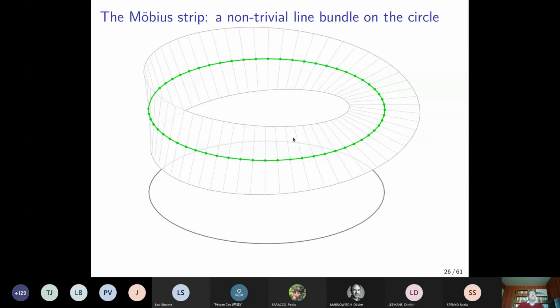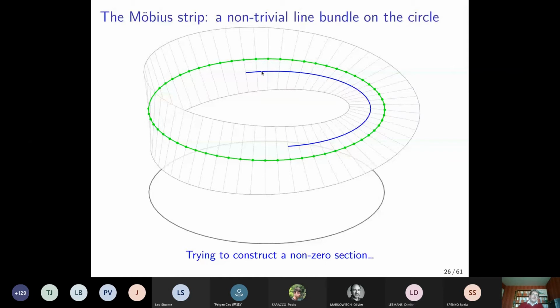Now, if we wanted to prove that this Mobius strip was a trivial line bundle, what I should do is produce a non-zero section. So let's try to produce one. So I have to start somewhere. So I'm starting here in a fiber, and I'm going to move from fiber to fiber. Now I can do pretty much everything, but the only thing I'm not allowed to do is to cross the green line, because the green line represents zero. And a non-zero section, of course, cannot be zero, so it cannot cross the green line.